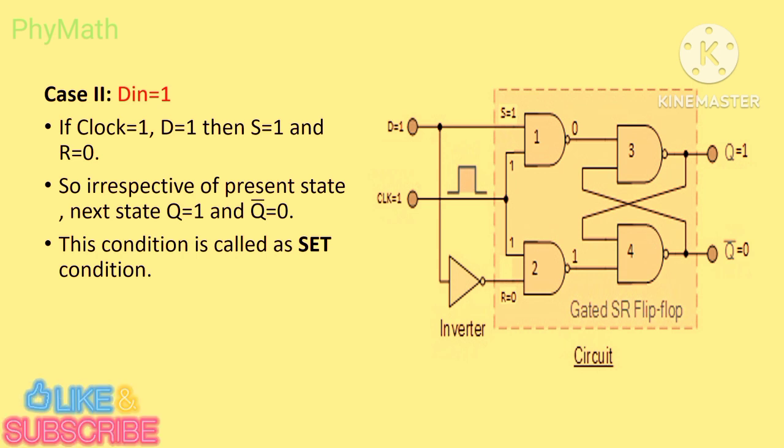So irrespective of the present state, the next state is Q equals 1 and Q bar equals 0, and this condition is called the set condition. It means when D in equals 1, our flip-flop will be in set condition. So what is our conclusion for the D flip-flop? If D equals 0, then our flip-flop will be in reset condition, and when D equals 1, then our flip-flop will be in set condition.